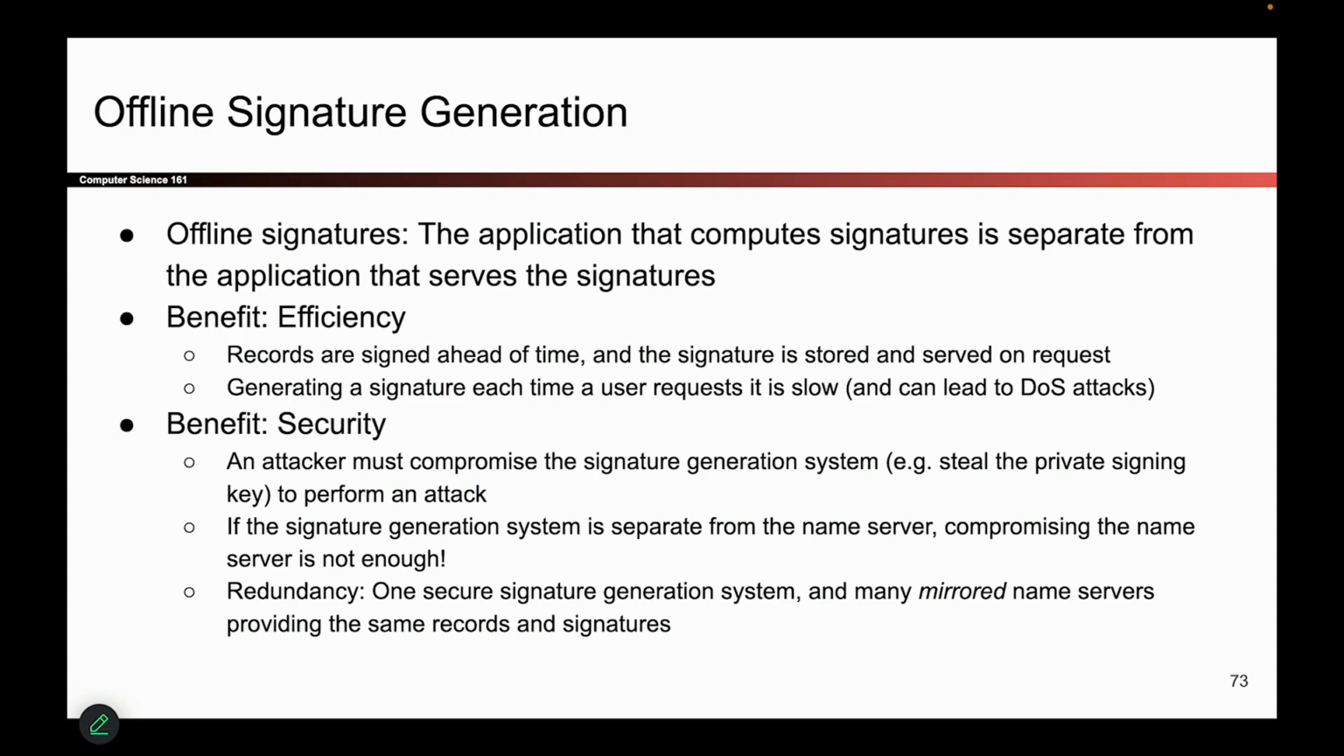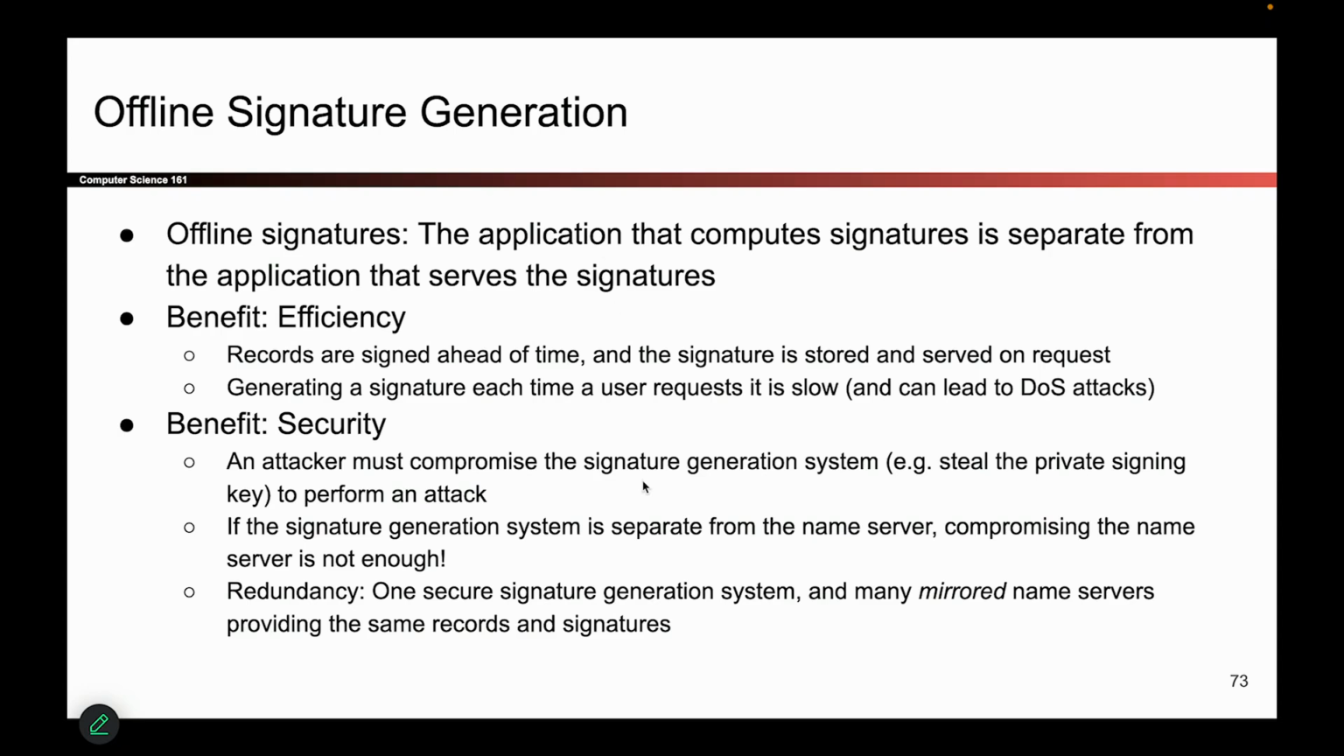Another big benefit to generating signatures offline is security. Remember, whatever name server we're thinking about is connected to the internet. In other words, this is a computer, it's connected to the internet, other people can contact this computer, and if this computer has a buffer overflow vulnerability or a web security vulnerability, someone could hack into that computer and steal the secret key. And once they steal the secret key, the whole name server is compromised. That's dangerous. We want to prevent that.